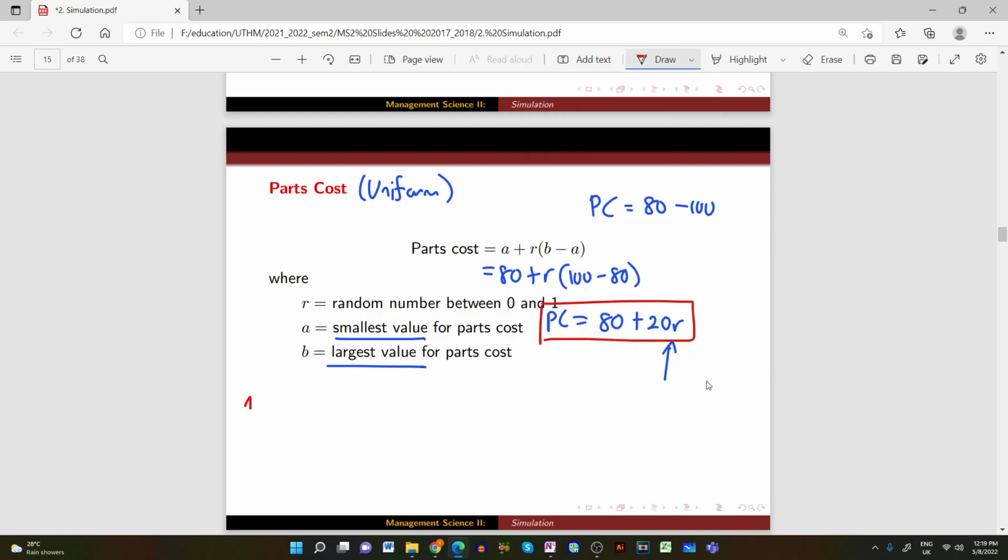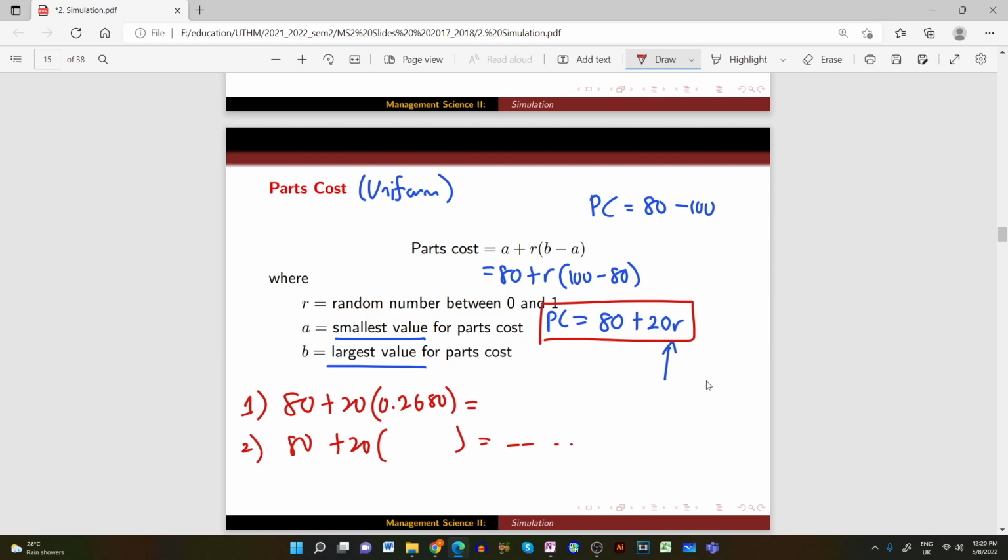If we want to compute the first trial part cost, that would be 80 plus 20R. The random number for the first trial is 0.26, and you will come out with a number here. Okay, the random number I will give you, don't worry. For the second part also, you will put a random number and you come out with the answer here.